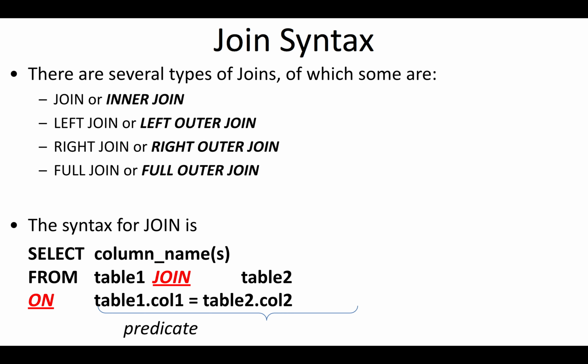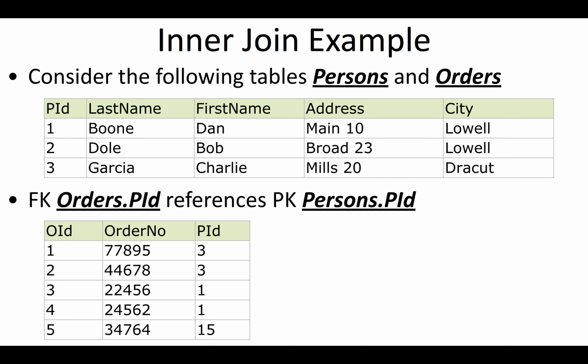Also, usually the ON keyword identifies the predicate, which records I want where these two are the same, where they match. And usually that match will be some foreign key equal to the primary key of some other table, but it doesn't have to be. You can join on other things. But the most common one is joining on primary key and foreign key.